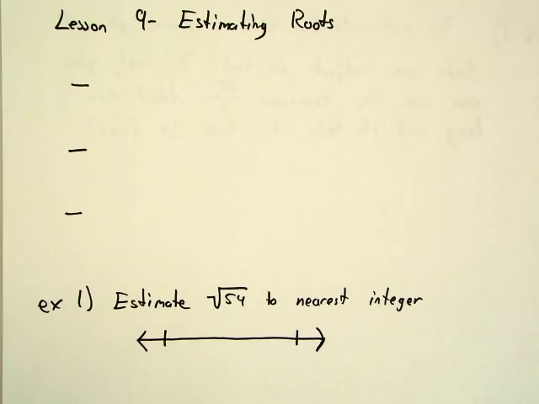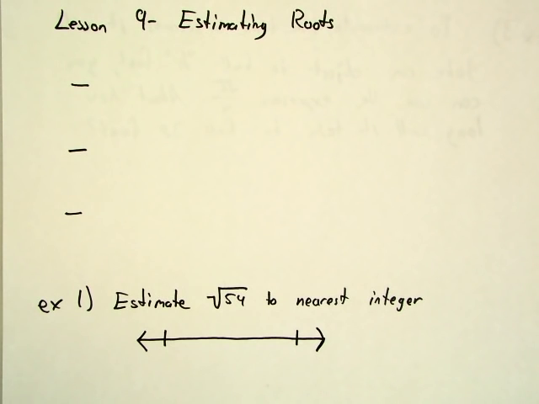All right, today we're going to be talking about Chapter 1, Lesson 9. This is all about estimating roots. So there's kind of a three-step process that we're going to take in order to do this. But essentially what we're going to do is we're going to be estimating to the nearest integer.